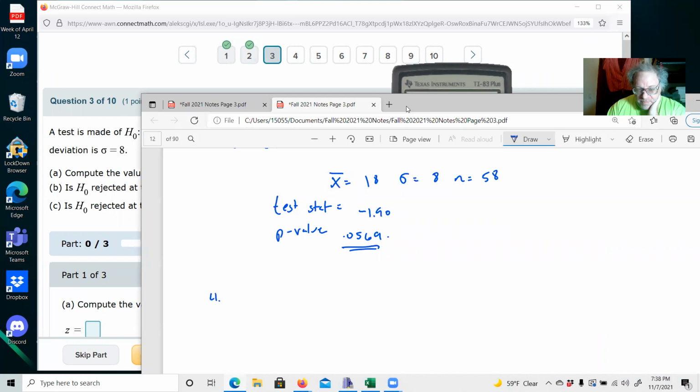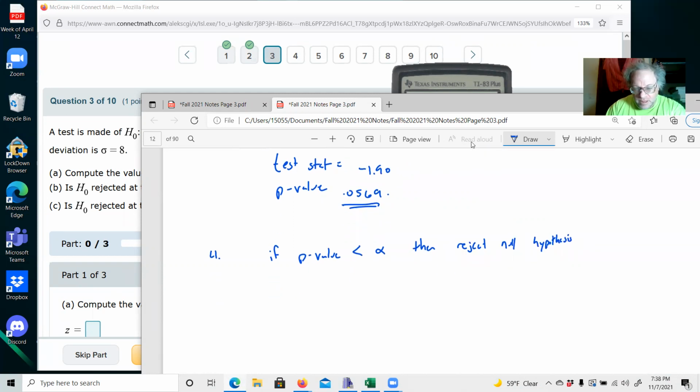Now the fourth step, this is where you actually have to think about things. So it's going to say if your p-value is less than your alpha value, then reject the null hypothesis. And otherwise, if the p-value is greater than alpha, do not reject.